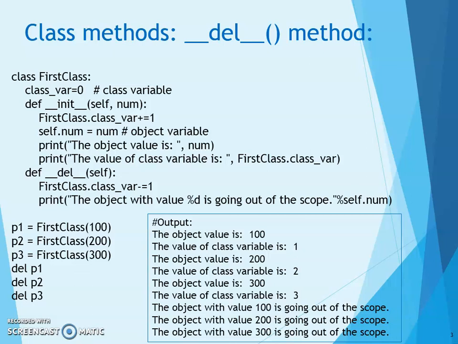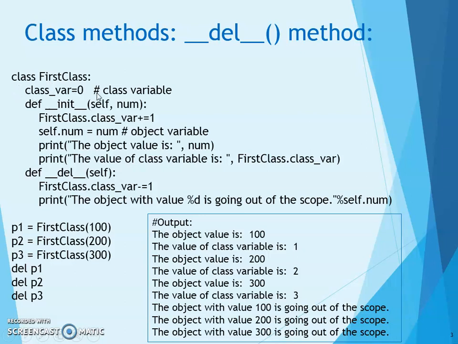So we'll see an example of this delete method by using the del keyword. The class definition is done here. One class variable is used and two class methods are there, that is, one is to initialize the class, that is __init__, and one is __del__. And here we have created three objects p1, p2, p3 of our class, and we are using this del keyword. So we'll start with our class.